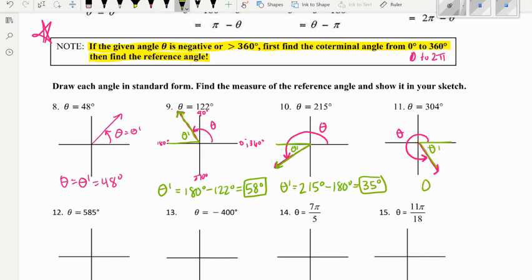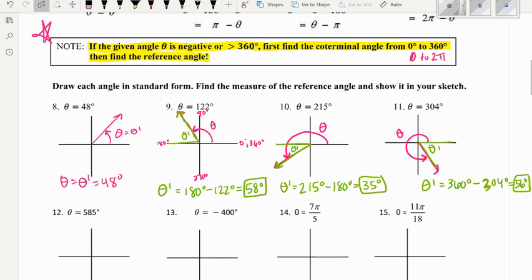So theta prime, because we're in quadrant 4, hasn't quite reached 360, so we take 360 degrees and subtract 304 degrees, which gives us 56 degrees. And that would be our reference angle.